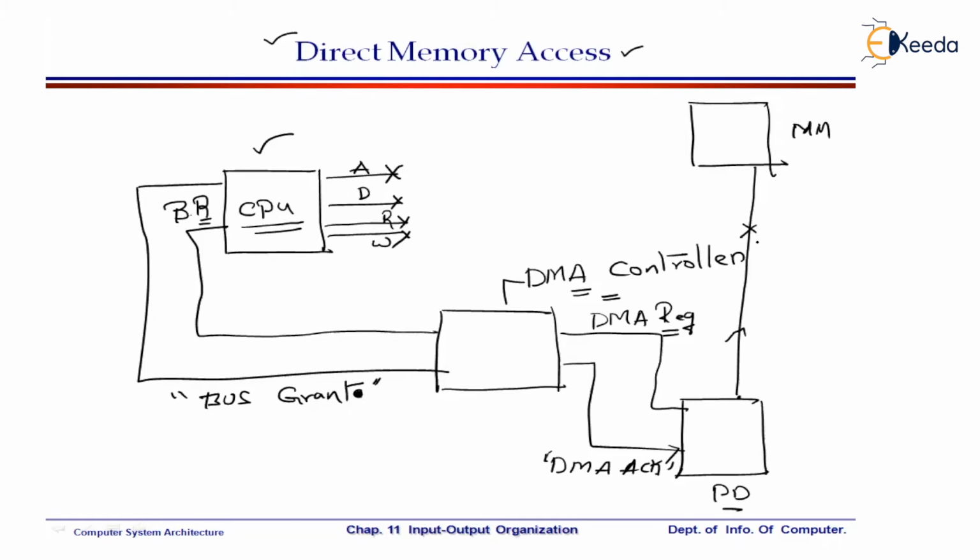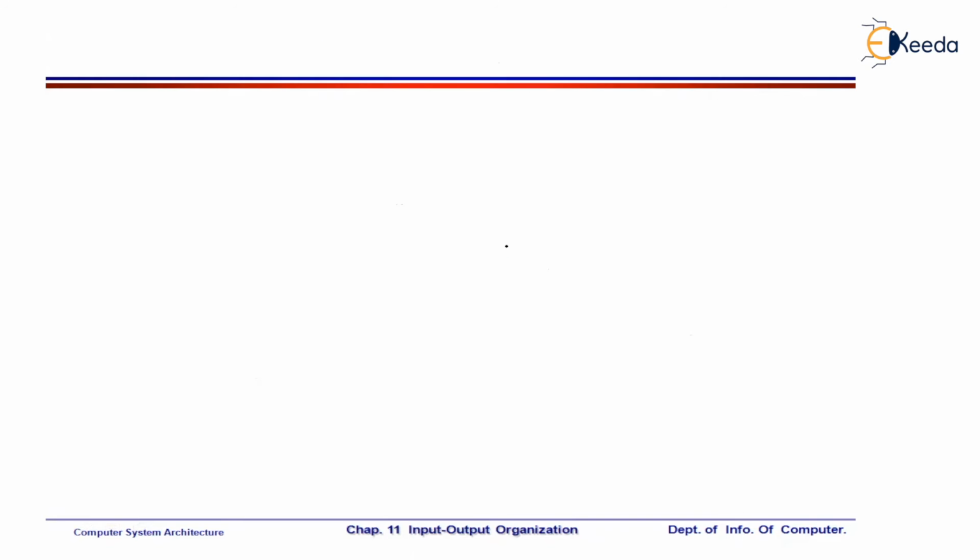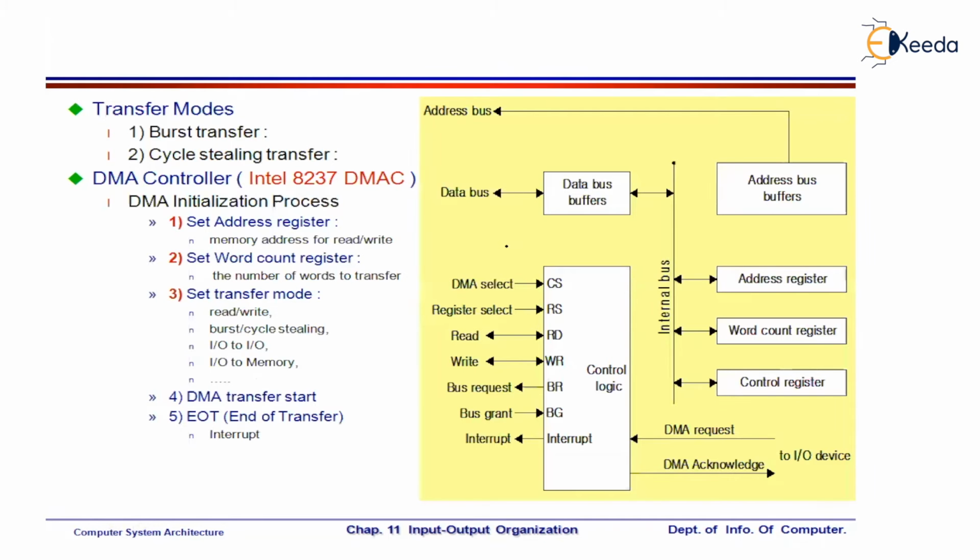Now let us see the block diagram of a DMA controller, the architecture of a DMA controller. As you can see, the right side of the system under yellow color is showing you the block diagram of a DMA controller. Let us see how it exactly works. This is the DMA controller, which has a few connections.